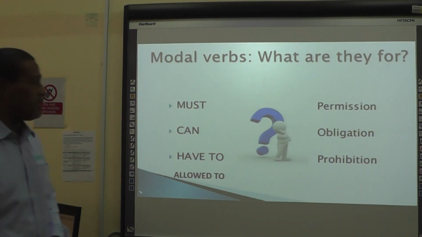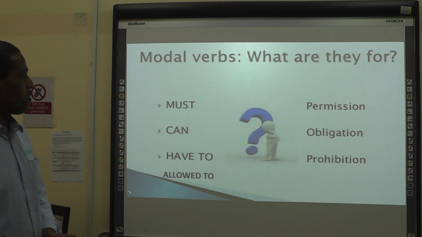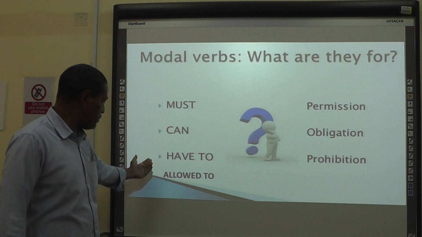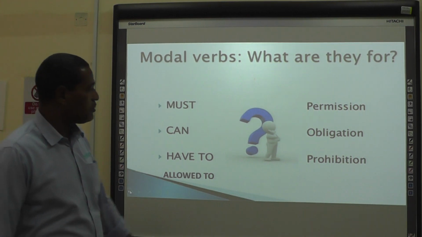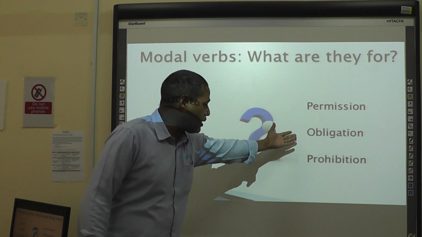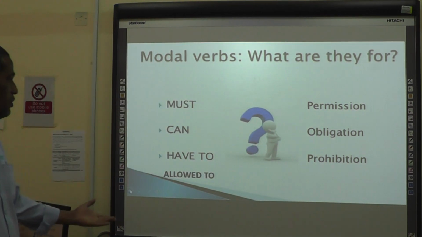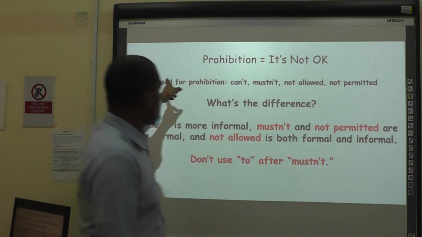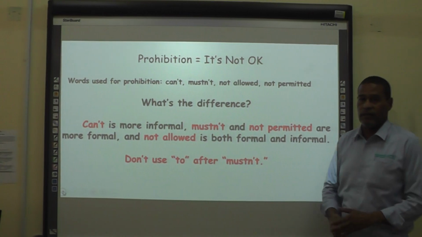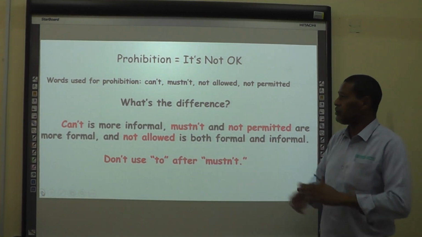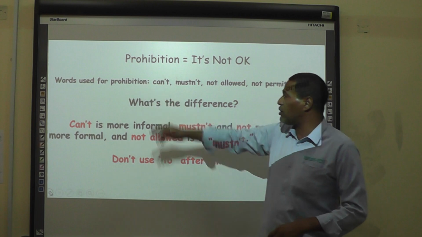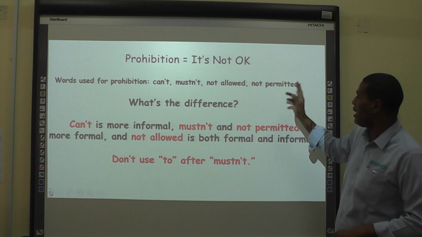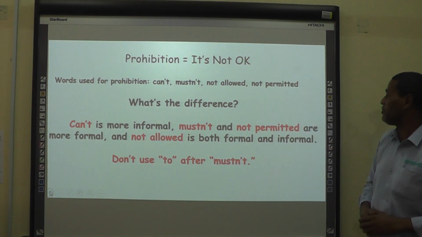Okay, the first question is, modal verbs, what are they for? Words like must, can, have to, or allowed to, and permission, obligation, and prohibition. What do we mean by these words? So prohibition means it is not okay. It is not okay to do this or to do that. Words used for prohibition: can't, mustn't, not allowed, and not permitted.